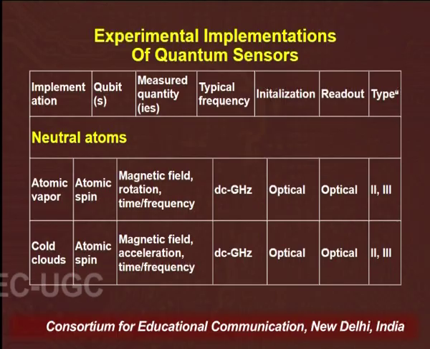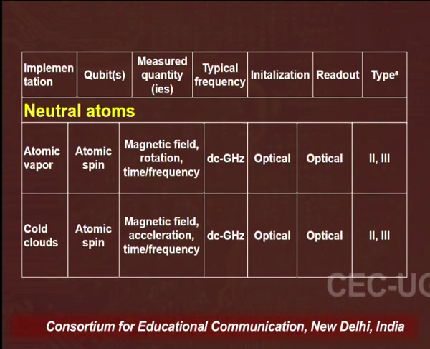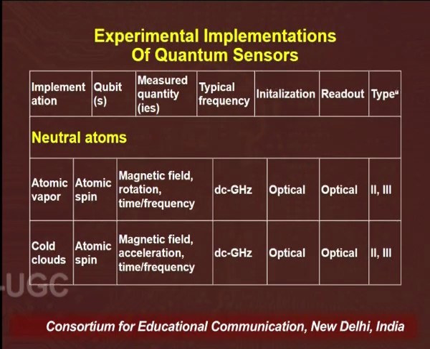First, we are discussing the neutral atoms. Neutral atoms include atomic vapor and cold clouds. Third is the implementation. We have various types of neutral atoms, so we will discuss how we use them and how many types of neutral atoms work as a quantum sensor. So, neutral atom as a magnetic field sensor.